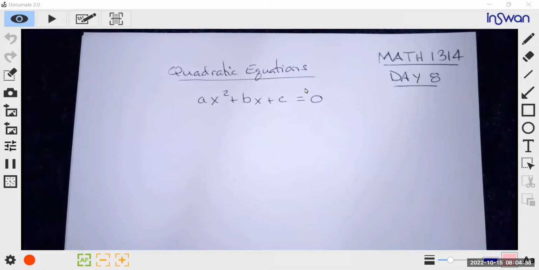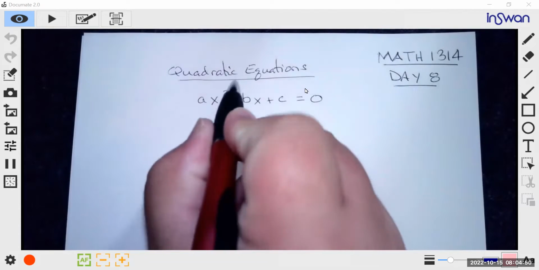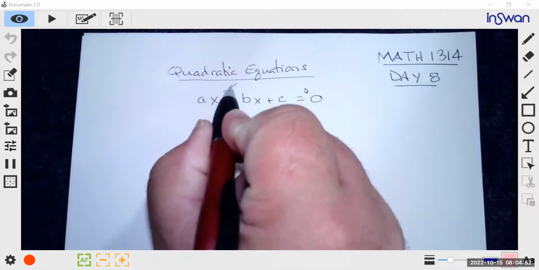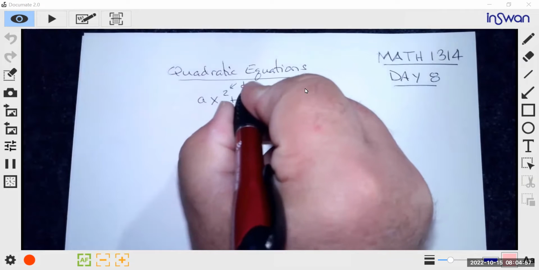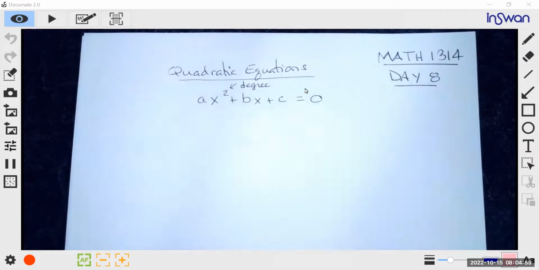Because anything other than linear equations has to be set to 0 before you solve it. All right, so we know this is quadratic because the largest exponent is 2. We call that the degree. If the largest exponent is a 3, then we call it a cubic. If it's a 4, it's a quartic. Anything after that, we just give it a number.